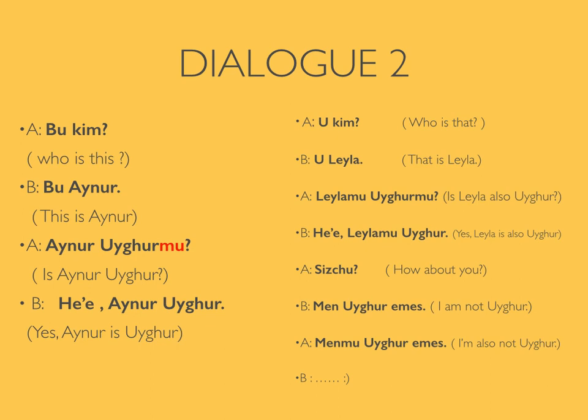And that A is being weird here and said, Men mu Uyghur emes. I'm also not Uyghur. And B, an awkward silence followed. B doesn't know what to say, how to answer this, and then awkwardly smiled. And then the dialogue ended. So yeah, I think I am good at making very awkward, uncomfortable dialogues. Anyway, so that is it for today.